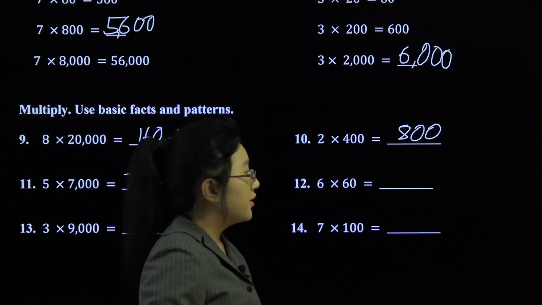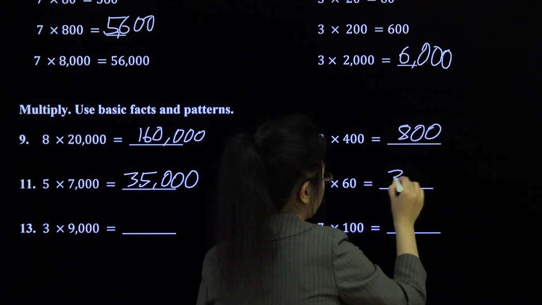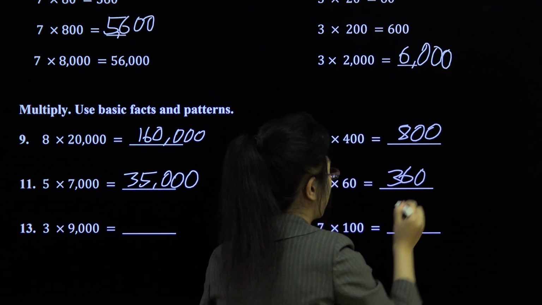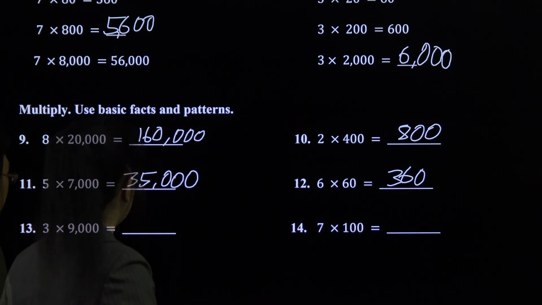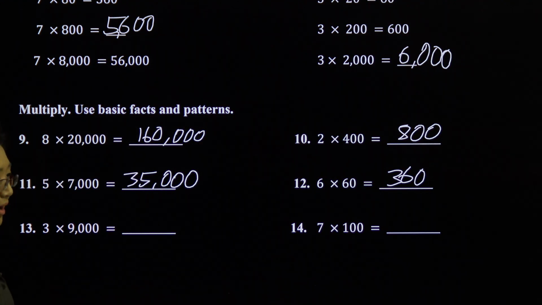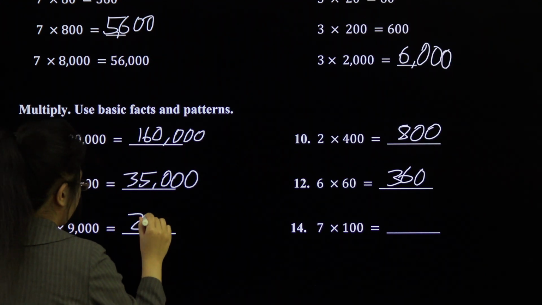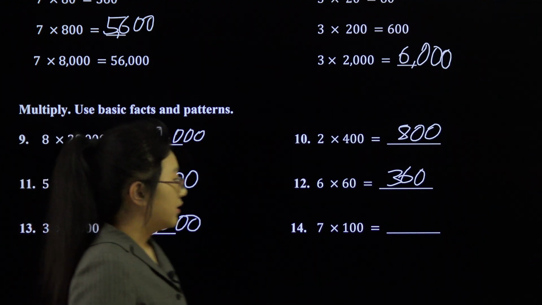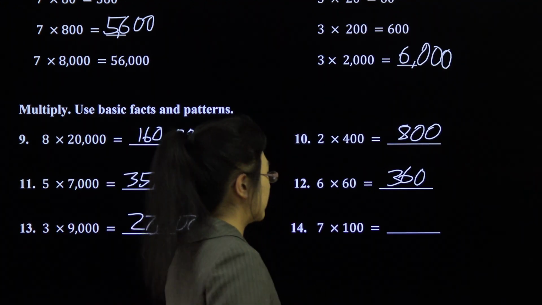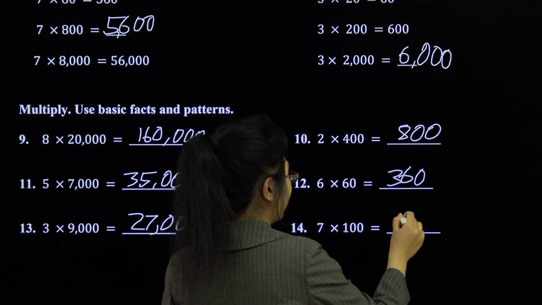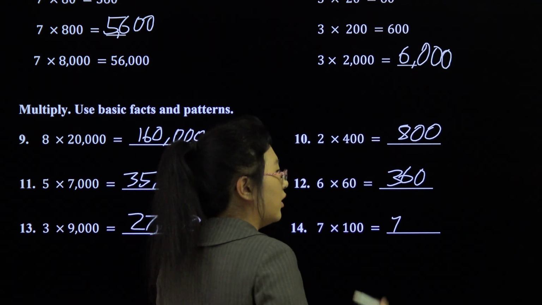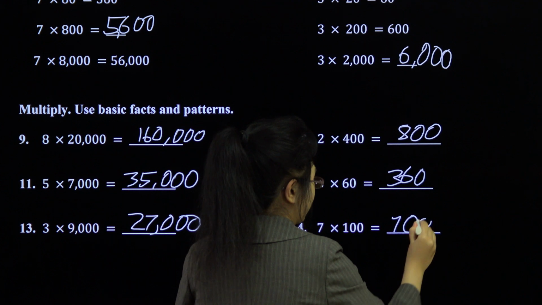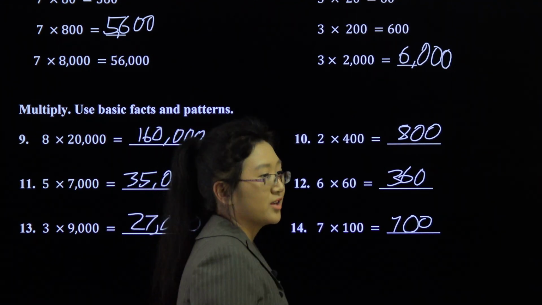6 times 60, 6 times 6, 36. 60 is a multiple of 10, you add 1 zero, and you get 360. 3 times 9,000, 3 times 9, 27, and then you add the 3 zeros, and you get 27,000. 7 times 100, well, it's 100, so 7 times 1, 7. 100 is a multiple of 100, so you add 2 zeros. And you get 700.